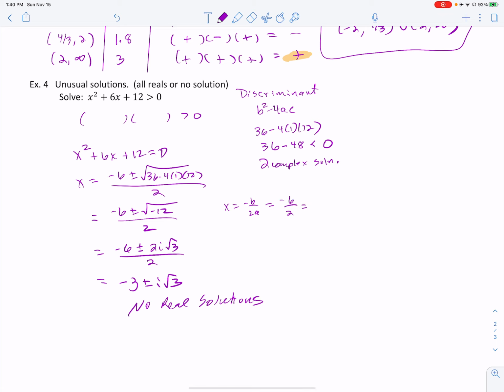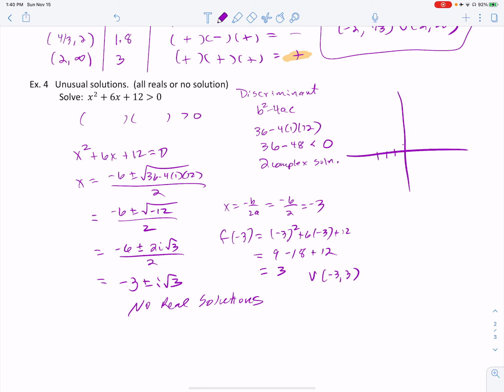And if I use that x is a negative b over 2a to get the vertex of this, negative 6 over 2 is a negative 3. And if I plug that in to get the y value, I get a 3. So the vertex is negative 3, 3. So the graph of this, here's the vertex, but it's a parabola opening up, and the y-intercept is up at 12, so it's going to be going up like that.